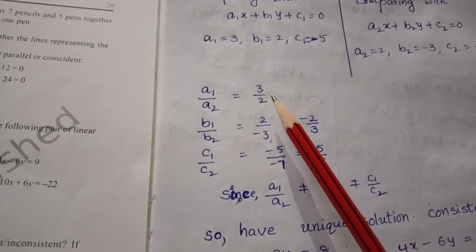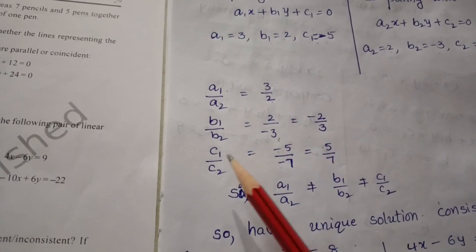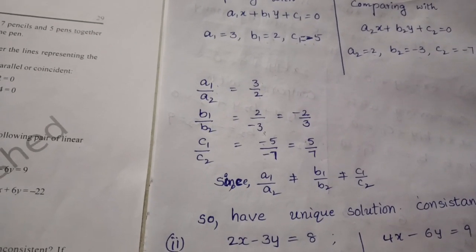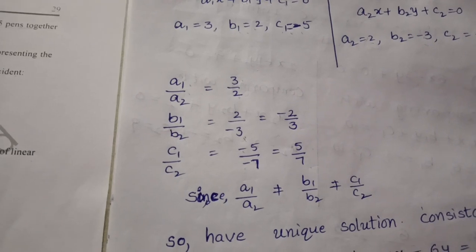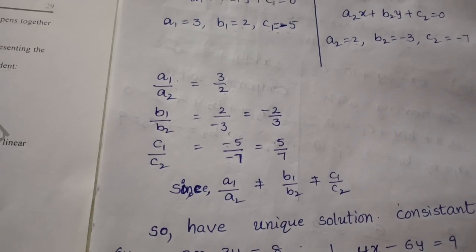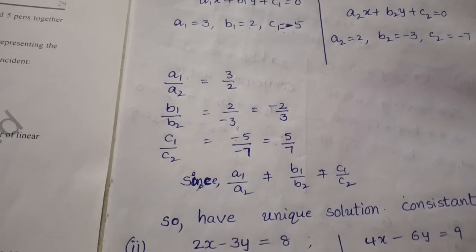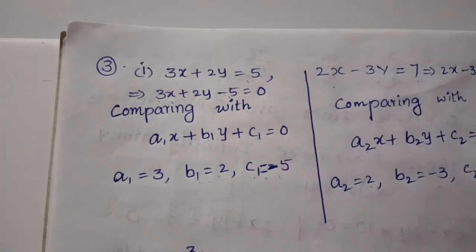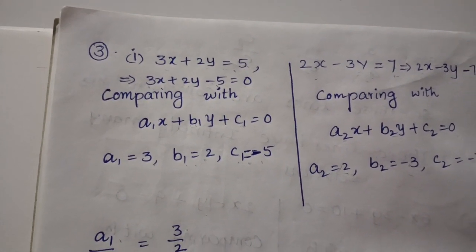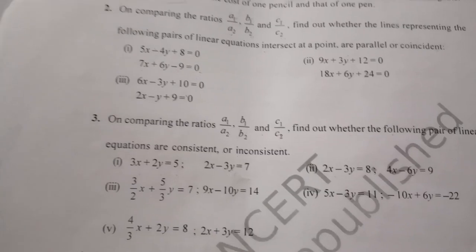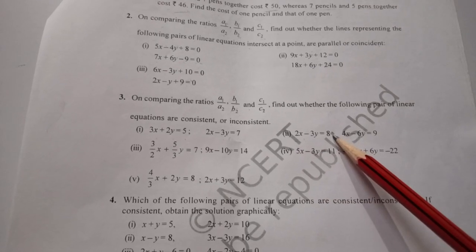Here we observe that A1/A2 is not equal to B1/B2 is not equal to C1/C2. So this type of equations have unique solution. This type of equations intersect at one point. So these lines are consistent lines. So first problem 3x + 2y = 5 and 2x - 3y = 7 are consistent. Okay, second one, 2x - 3y = 8, 4x - 6y = 9.